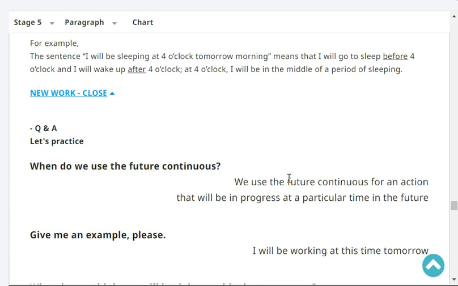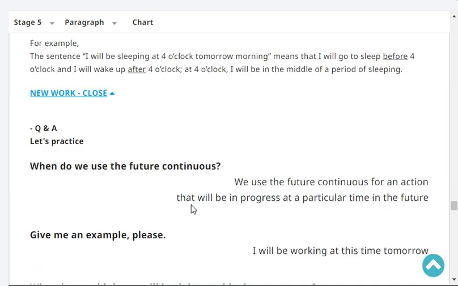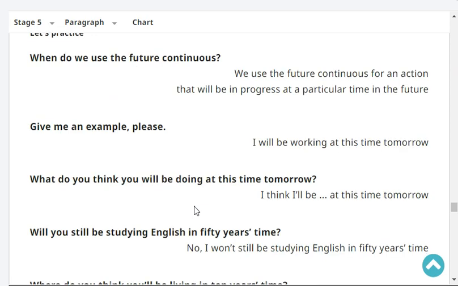Okay, let's practice. When do we use the future continuous? We use the future continuous for an action that will be in progress at a particular time in the future. Give me an example, please. I will be working at this time tomorrow. Very good.